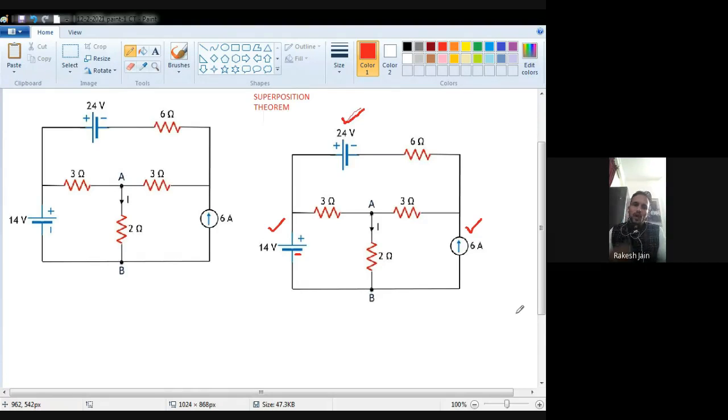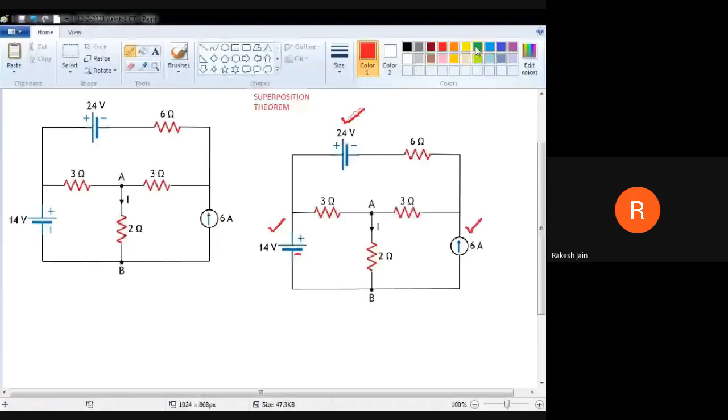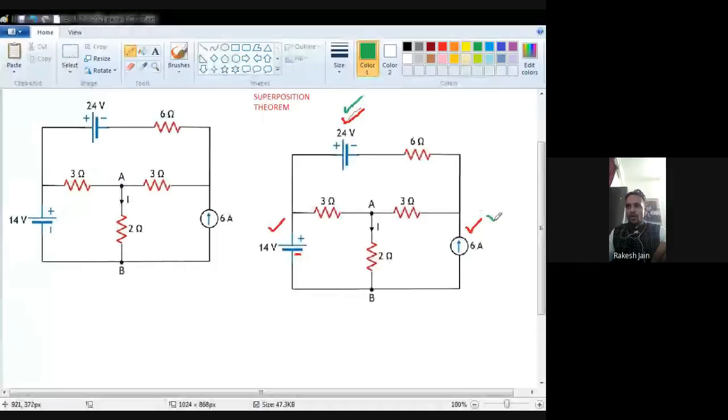How many sources are there? There are 3 sources. It means 3 steps should be there. In one step, consider one source and find out the answer. In the second step, consider the second source and find out the answer. And in the third step, consider the third source and find out the answer. In the final step, the sum of all those step answers will be your final answer.